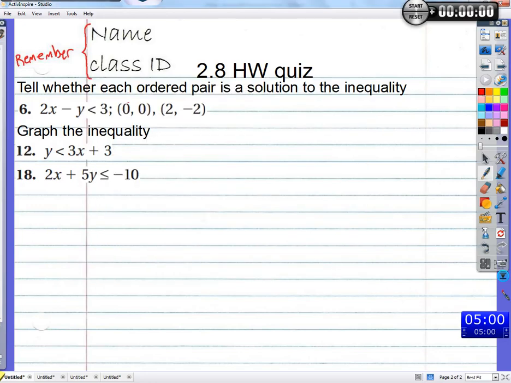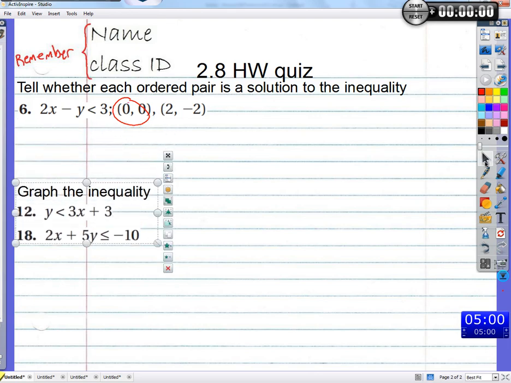What does it mean for something like (0, 0) to be a solution to an inequality, or even an equation? What does it mean? What steps do you go through to figure out if it's a solution or not? Right. Now, it's not an equation, right? It's an inequality. Simple, not a big deal.